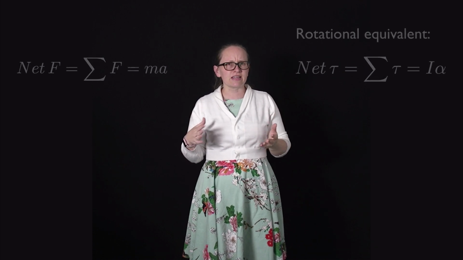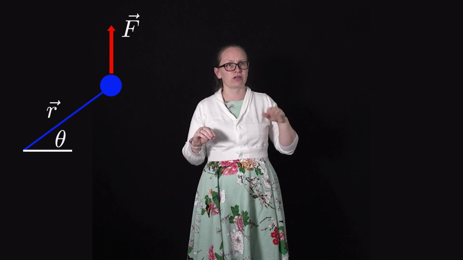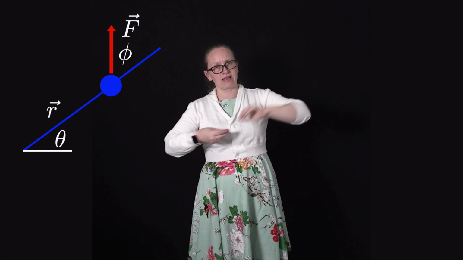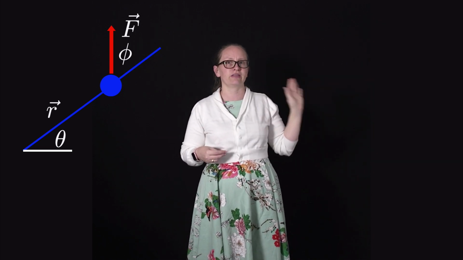So let's consider the simplest case and see if we can show this equation. So imagine that we have a massless rod of length r and we place a mass m, a point-like mass, on the end of it, and then we apply some force to that mass. Now we'll let our rod have an angle theta with the horizontal, and we'll let the force have an angle phi with the radius, the length of the rod, as shown in the figure.